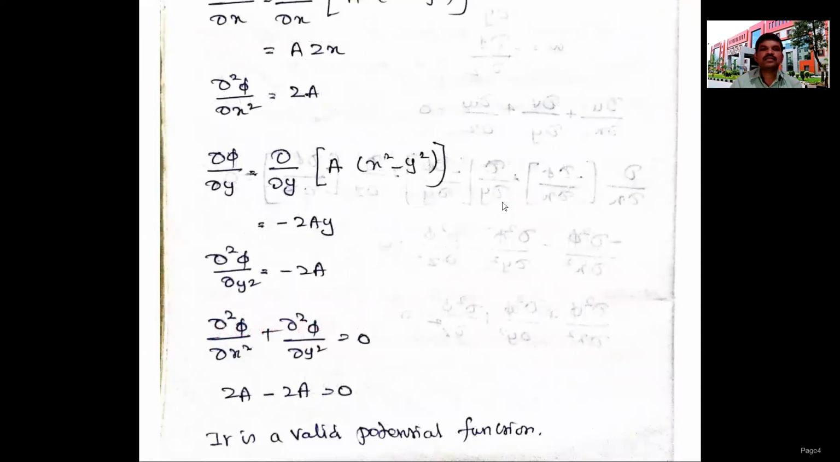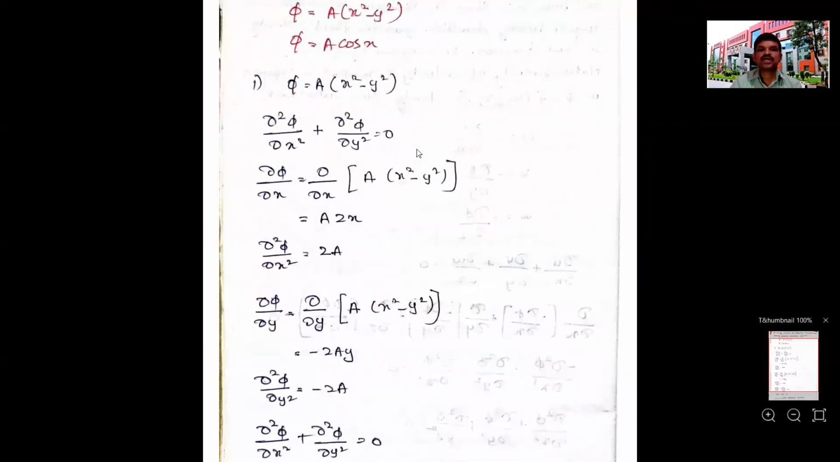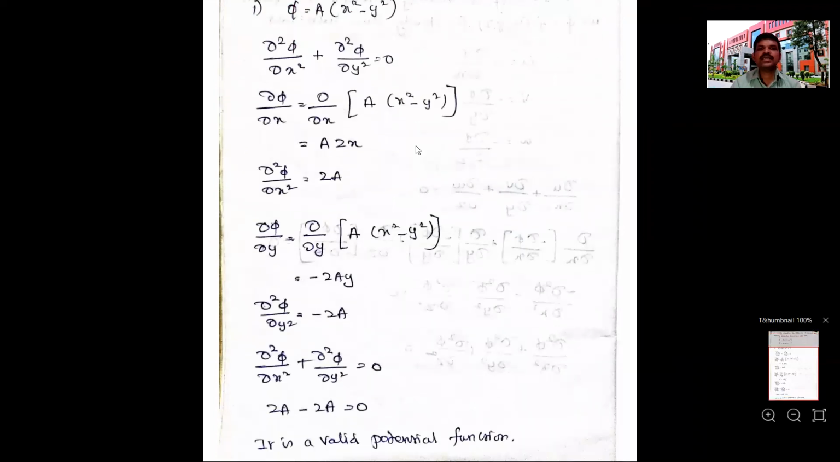So in the first case, this is a velocity potential function, and the second case is not a velocity potential function because it does not satisfy the equation. So it is not a possible velocity potential function. Understand, students? Simple. Write the velocity potential equation, substitute, and finally sum up.